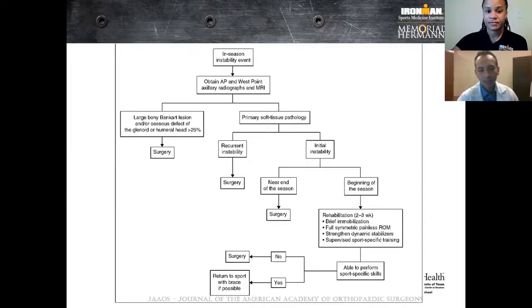I just put this slide in here as a general algorithm for understanding what to do, when to do what. It's important that you understand the instability, what the level of dislocation is, and what the X-rays show, and if it's recurrent or not recurrent. And depending on where you are in the season and what position the player plays, we can work on getting them back in the same season.